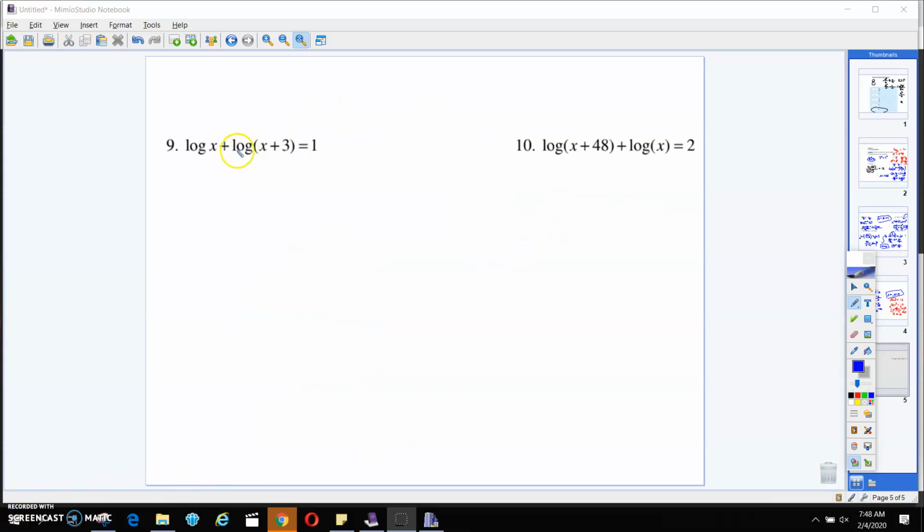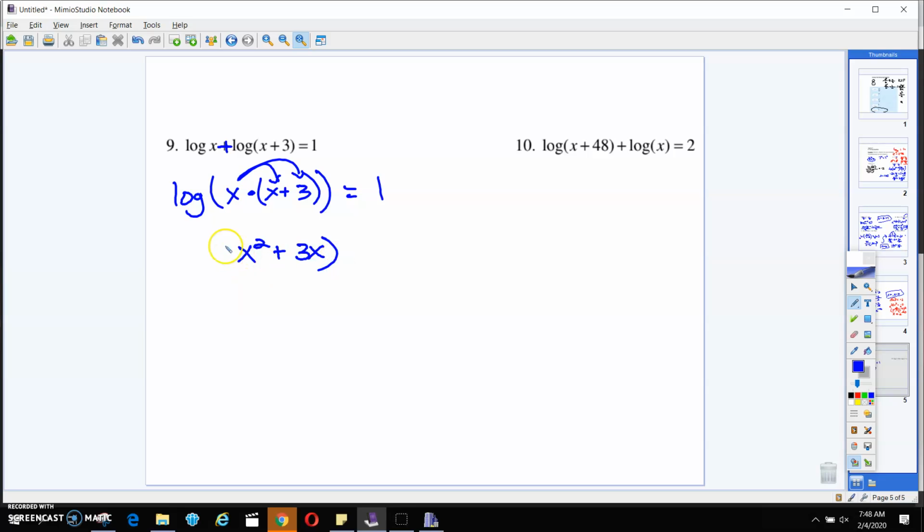Because there's an addition sign in between, we're going to use that product rule. So we can rewrite this as log of x times x plus 3, and that's going to be equal to 1. Okay? So what we have to do here is make sure that we distribute. X times x is x squared. X times 3 is 3x.